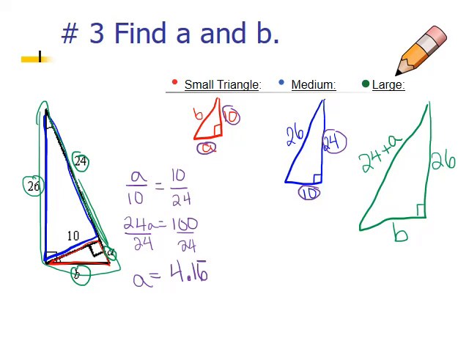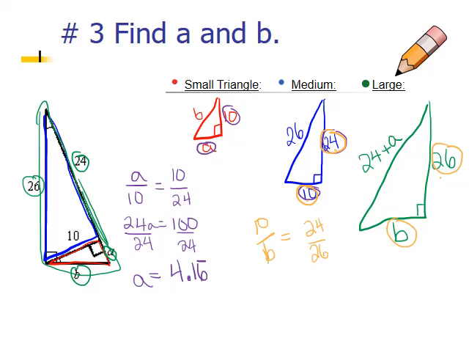So if I compare the medium triangle and the large triangle, now I can look at the short leg and the short leg, so 10 and B, and the long leg, 24, and the other long leg, 26. So if I want to set up my proportion for this, I could say 10 over B is equal to 24 over 26. Short leg over short leg is equal to long leg over long leg, from the medium triangle to large. So I went medium to large in my first ratio and medium to large in my second ratio.